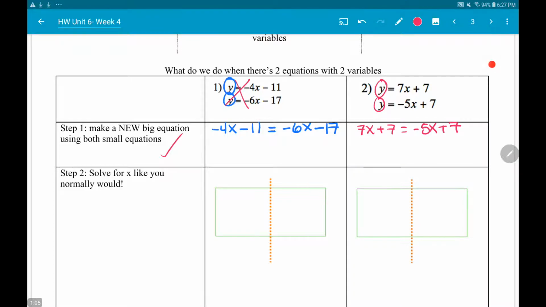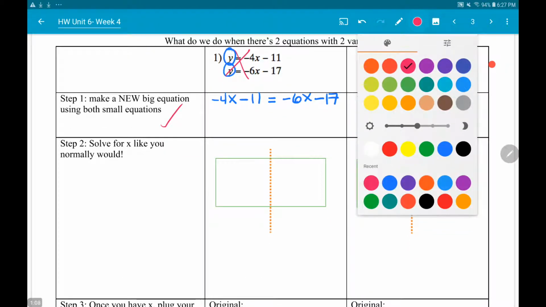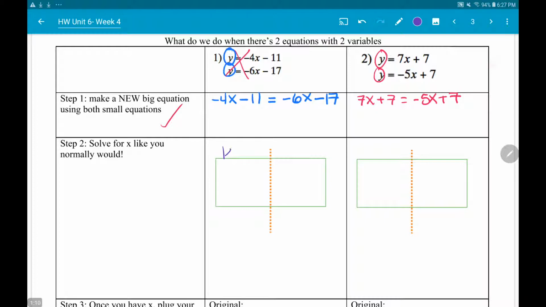So now that I have one big equation and I only have x, I'm going to do what we normally did. My letters on one side, my numbers on the other. Okay, so what letters would you put on this side? So I see a negative 4x and a negative 6x, but the 6x was on the other side, so I change. And same thing with my numbers, but 11 was on the other side, so I'm going to change that one.